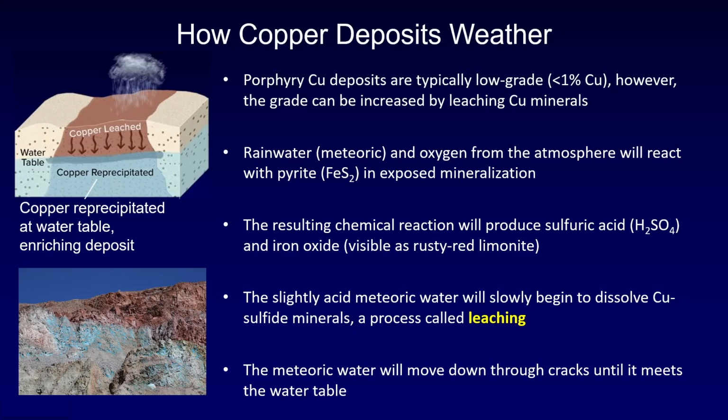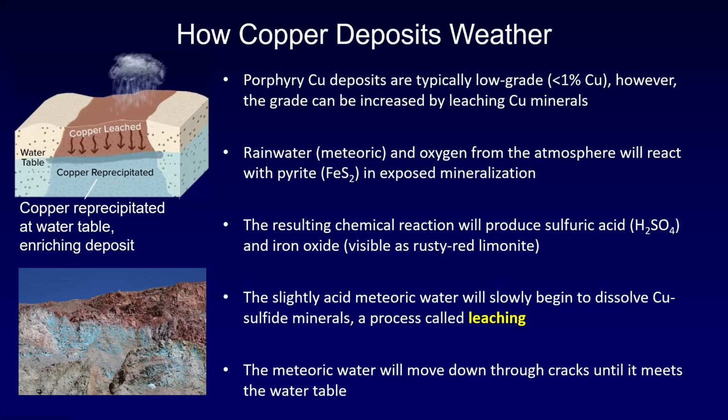So how do we do this? Well, the first thing we need to do is we need erosion to help us. So erosion needs to remove the rock overlying our porphyry copper system. And as that rock is eroded away, our porphyry copper system becomes exposed to the atmosphere. And because our porphyry copper is exposed to the atmosphere, it's going to react with rainwater, so meteoric water, and oxygen in the atmosphere.